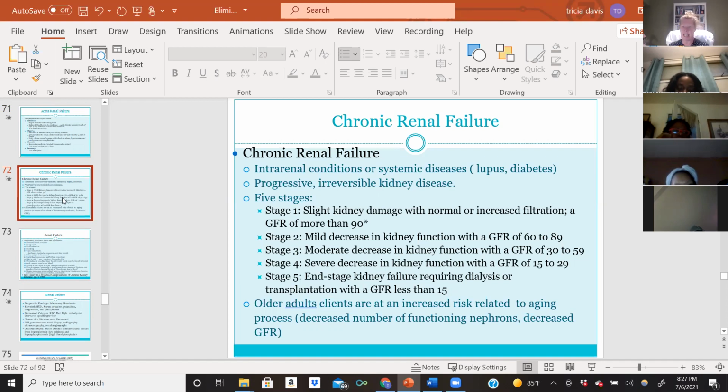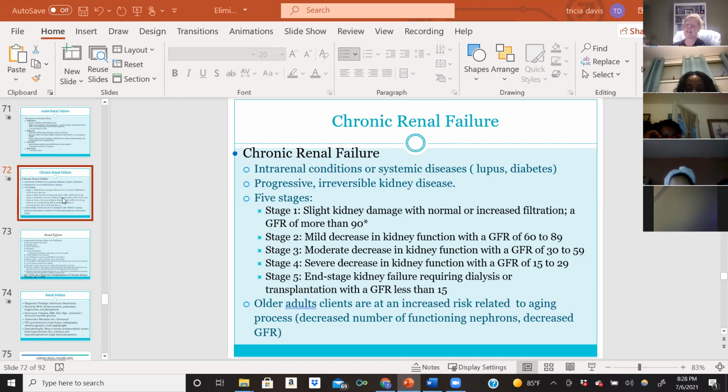Stage 1 is slight kidney damage with normal or increased filtration, so a GFR of more than 90. Stage 2, mild decrease in kidney function. You're going to have a GFR between 60 and 89. So remember, this is how much waste your glomeruli can filter out in a minute. So the lower the number, the poorer your function, your filtration. Stage 3 is a moderate decrease in kidney function with a GFR of 30 to 59. Stage 4 is a severe decrease in kidney function with a GFR of 15 to 29.